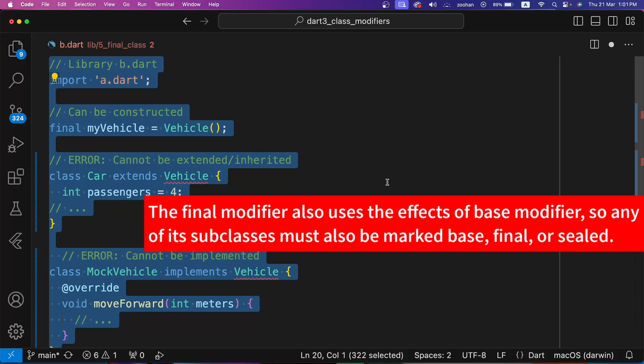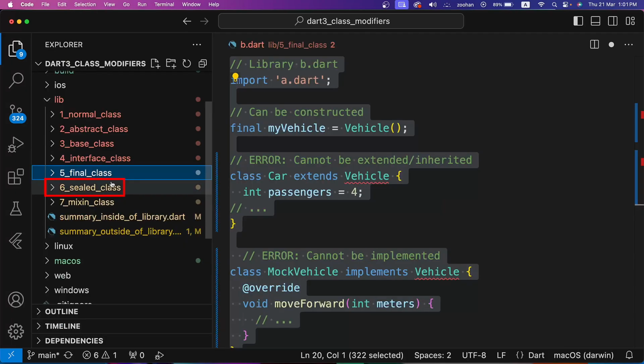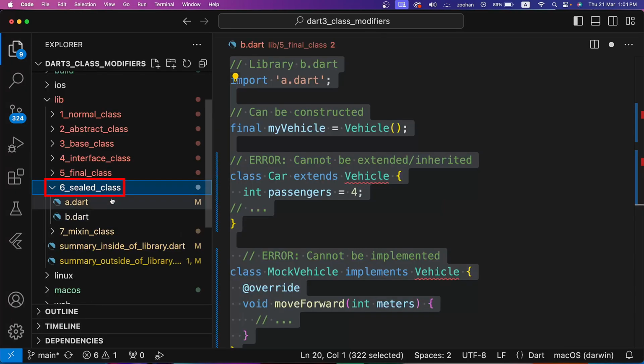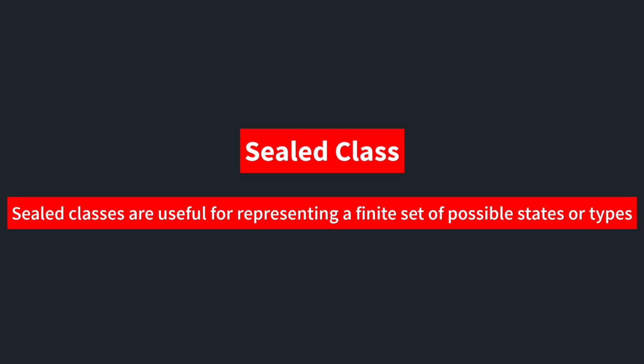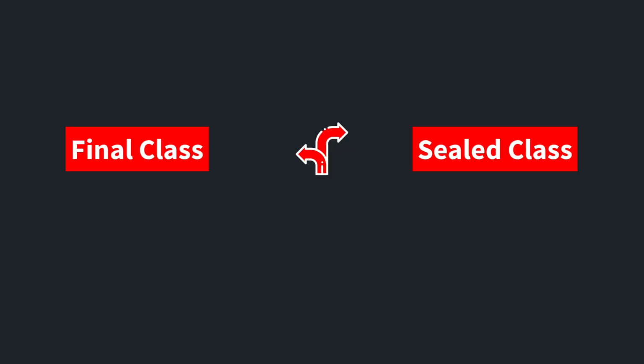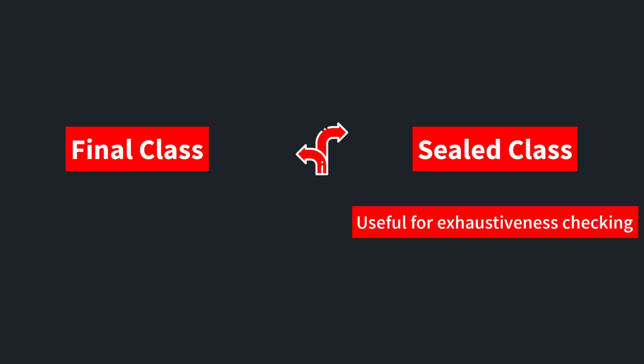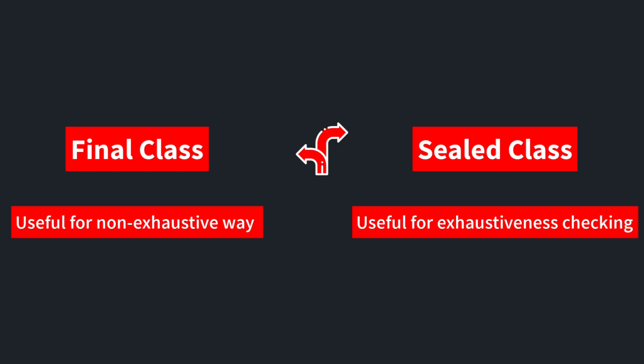The final modifier uses the effects of base modifier, and therefore any of its subclasses must also be marked base, final, or sealed. Let's go to folder number 6, sealed class. Sealed classes are useful for representing a finite set of possible states or types. Then, what is the difference between final and sealed? Sealed class is useful for exhaustiveness checking. If you want the freedom to add new subtypes in a non-breaking or non-exhaustive way, then it's better to mark the supertype using final instead of sealed.